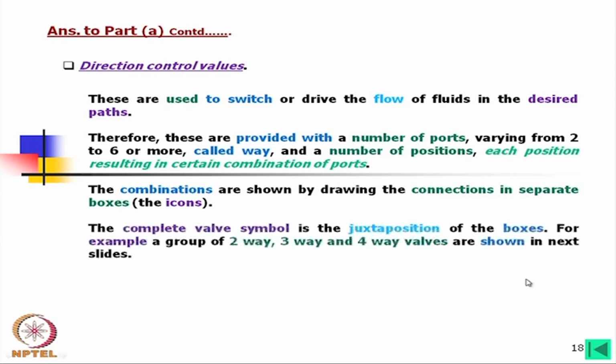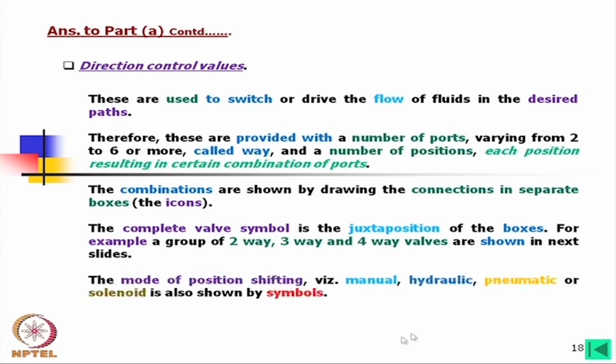The complete valve symbol is the juxtaposition of the boxes. That means if you put together these symbols or icons, that will represent a valve symbol. For example, a group of 2-way, 3-way and 4-way valves are shown in the next slides. The mode of position shifting, that is manual, hydraulic, pneumatic or solenoid, is also shown by symbols.